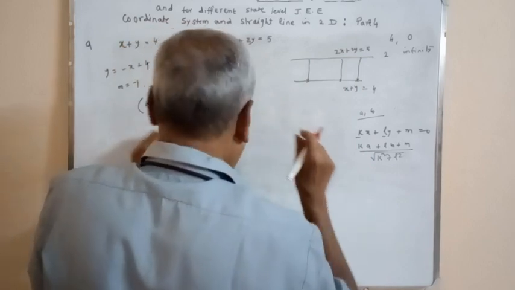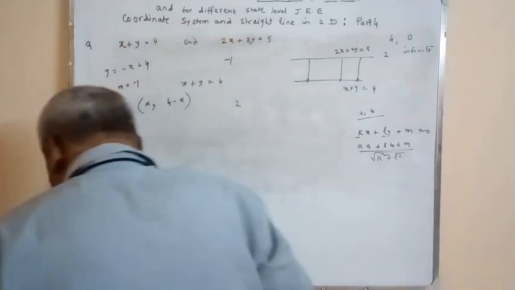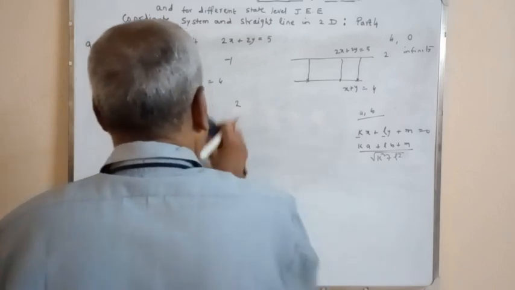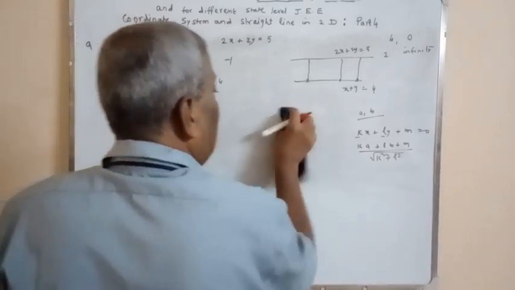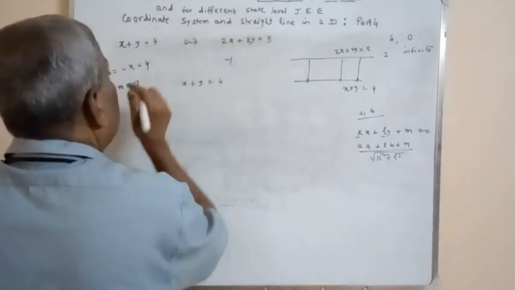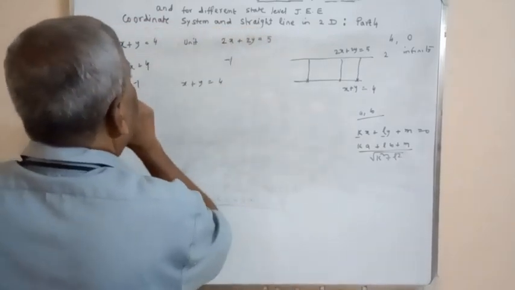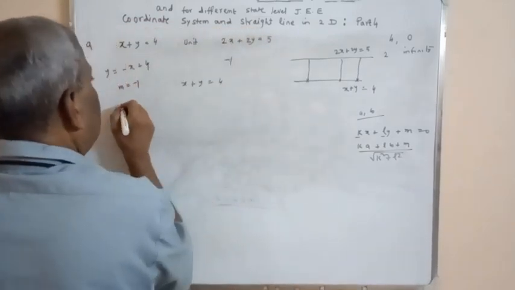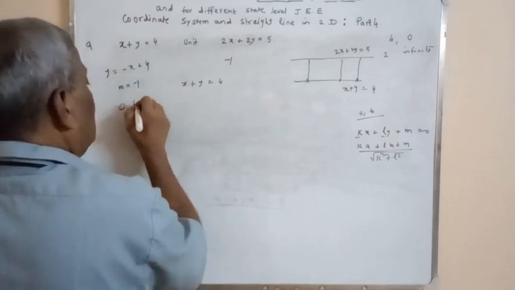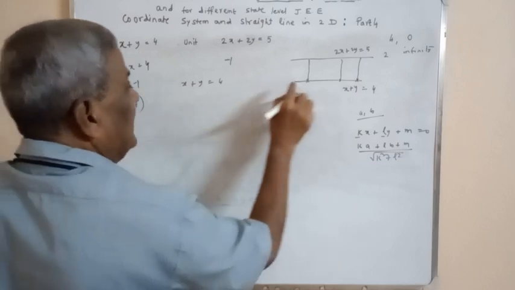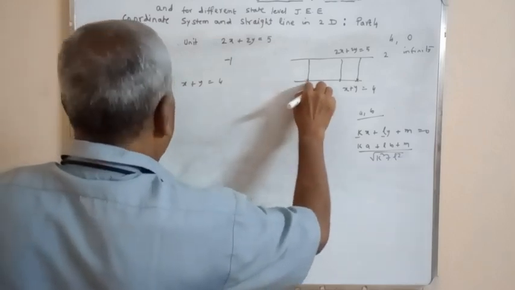I am taking not in terms of alpha. I will discuss in terms of, suppose we take x is equal to 0. Then y will be equal to 4. So 0, 4 is a point on that, a particular point on that.